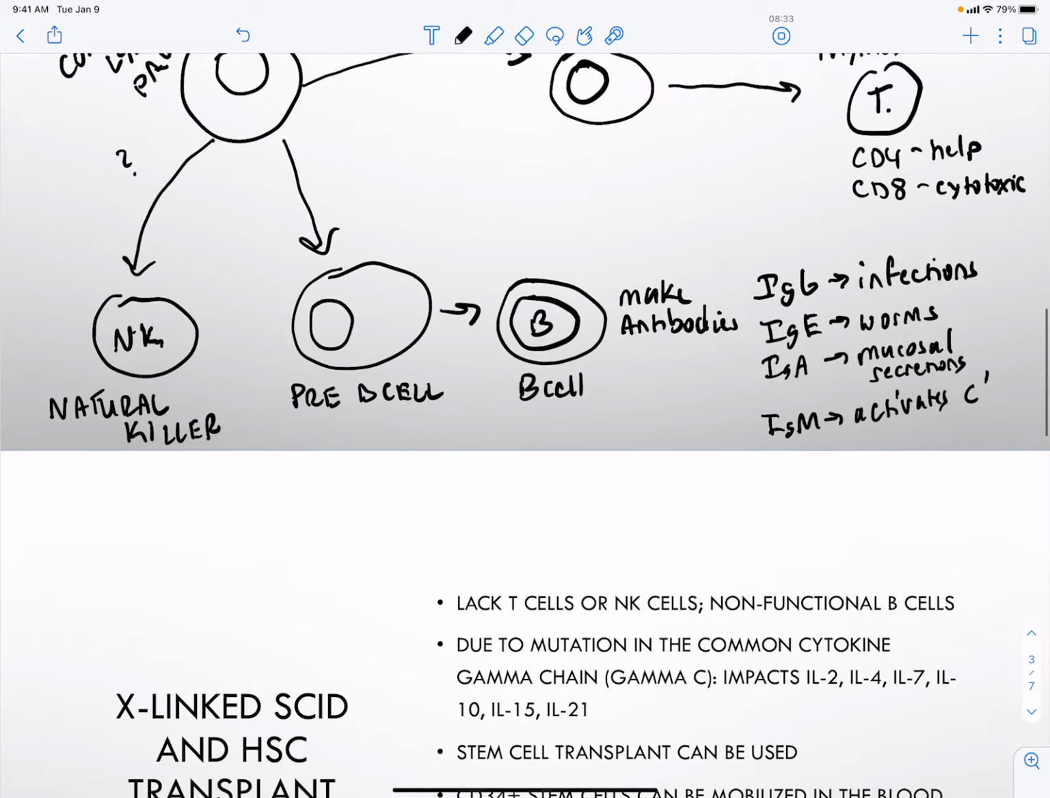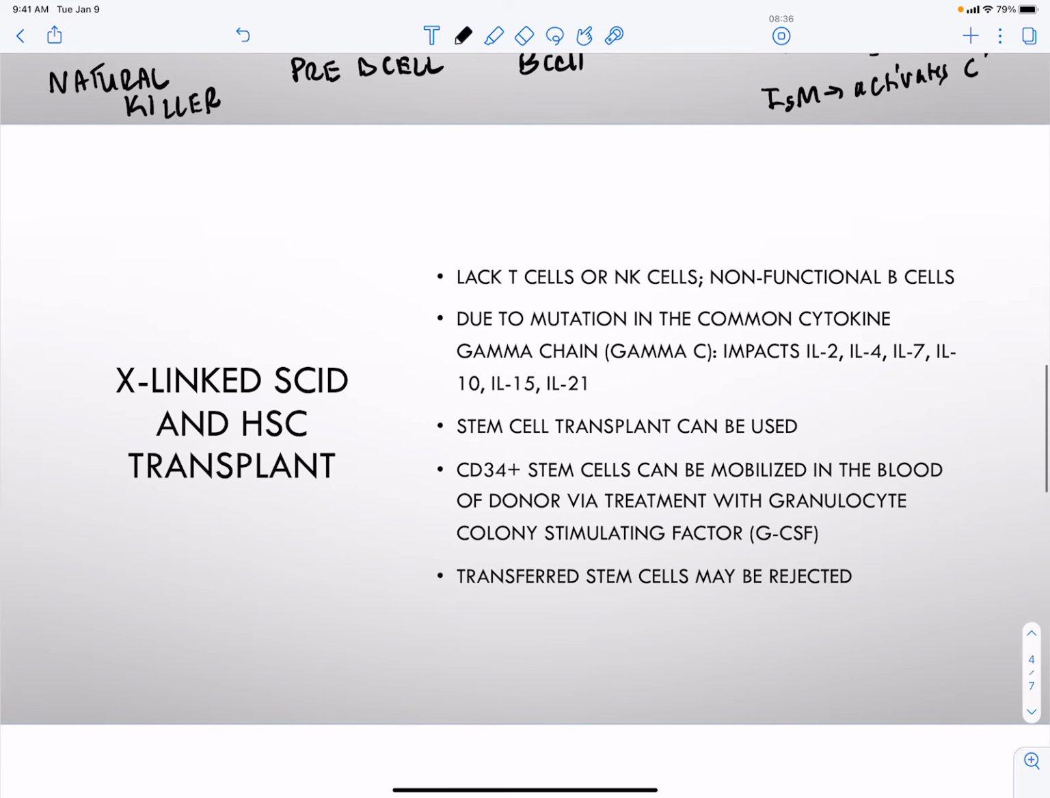There is a disease that is called X-linked SCID, and a hematopoietic stem cell transplant is necessary in order to reverse this. So SCID stands for severe combined immunodeficiency.